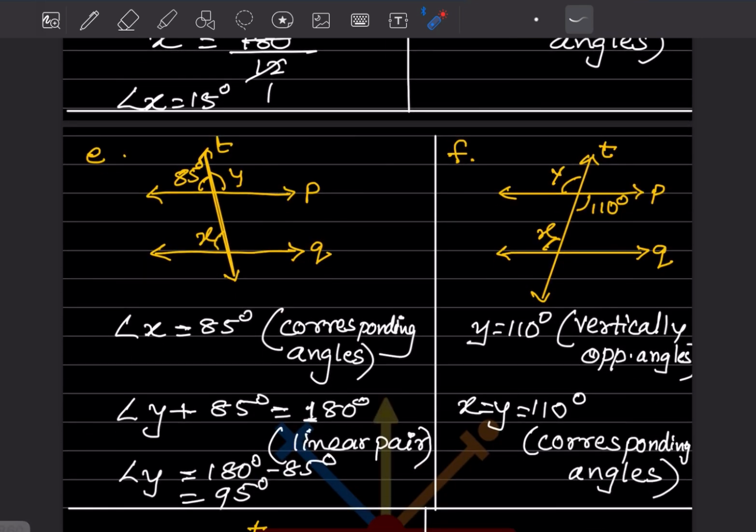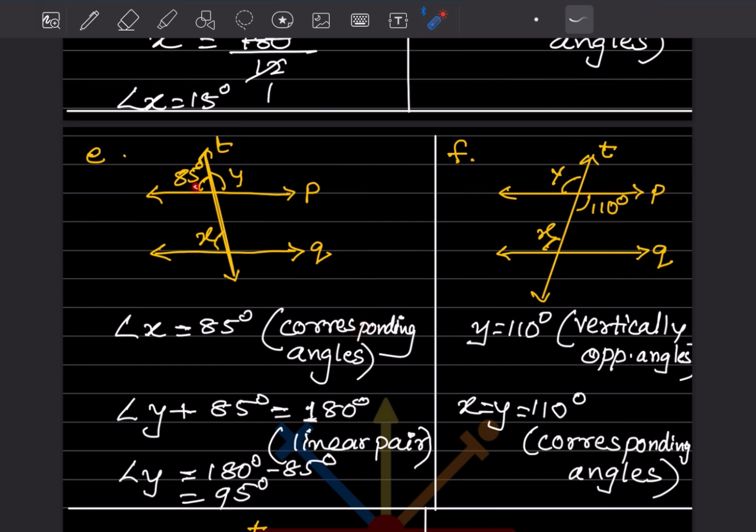Now for this one, we can see this is 85. Now let us see, this is the transversal and these are the parallel lines. We'll consider this and this one. So this is 85, so this also should be 85. So angle x is 85 because they are the corresponding angles.